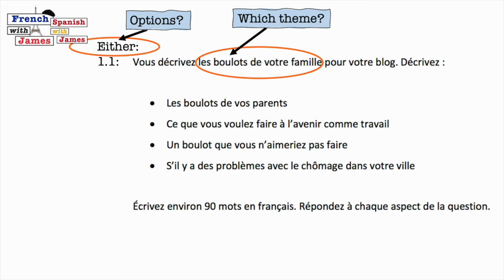So this one's on the theme of work. It might be that the other one's on holidays or it's on school. And have a think about which themes you feel more confident with, which ones you've studied more recently, which ones maybe you've done a bit more revision for, and think about the register.